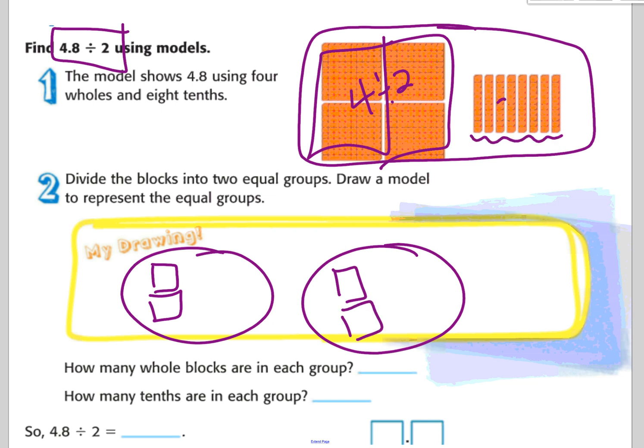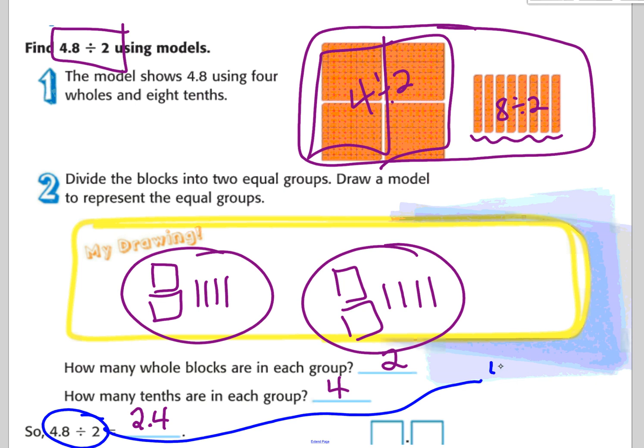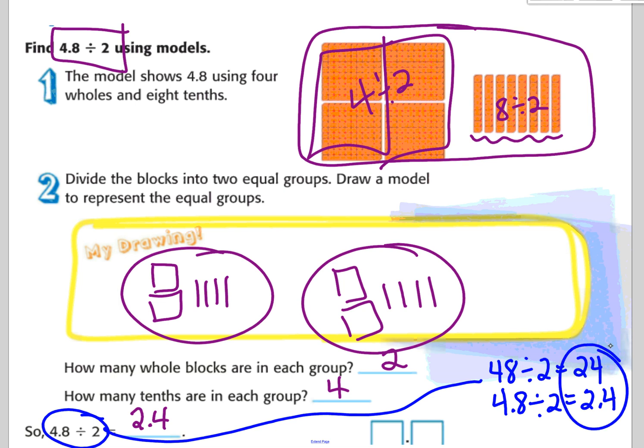I also have 8/10, which if I divide those into 2 groups, I'm going to have 4 here and 4 here. Which means then I have 2 whole blocks in each, and I have 4/10 in each. So 4 8/10 divided by 2 is 2 4/10. Now thinking about that same thing we just talked about a minute ago, 48 divided by 2 is 24, and we just discovered that 4 8/10 divided by 2 is equal to 2 4/10.